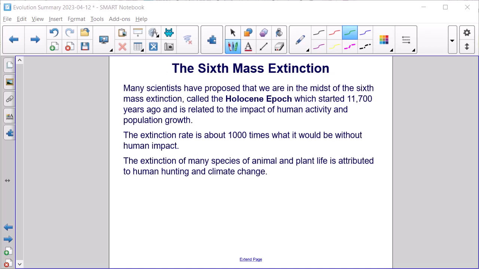The sixth mass extinction. Many scientists have proposed that we are in the midst of the sixth mass extinction, called the Holocene epoch, which started 11,700 years ago and is related to the impact of human activity and population growth. The extinction rate is about 1,000 times what it would be without human impact. The extinction of many species of animal and plant life is attributed to human hunting and climate change.